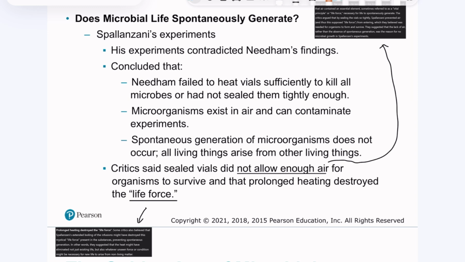And when critics said that the prolonged heating destroyed the life force, it meant that some critics also believed that Spallanzani's extended boiling of the infusion might have destroyed the mystical life force present in the substance, preventing spontaneous generation. So, in other words, they suggested that the heat might have eliminated not just existing life, but also whatever unseen force or condition might be necessary for new life to arise from non-living matter.